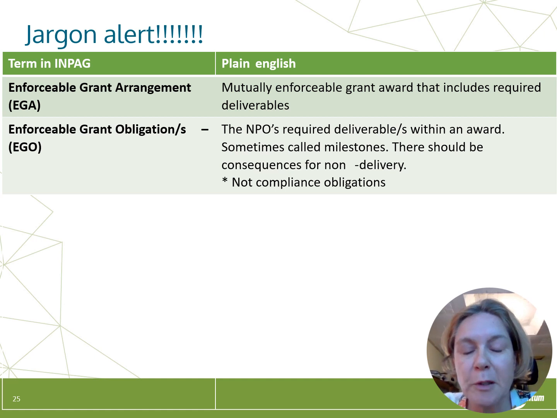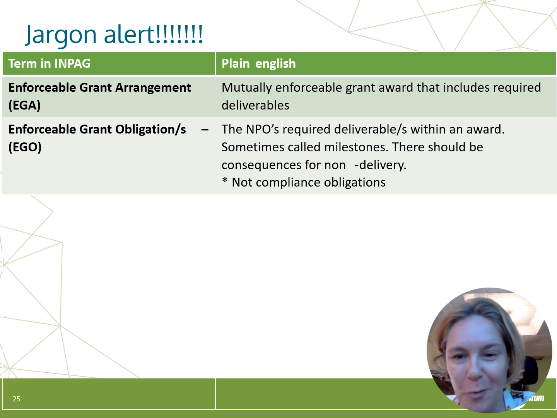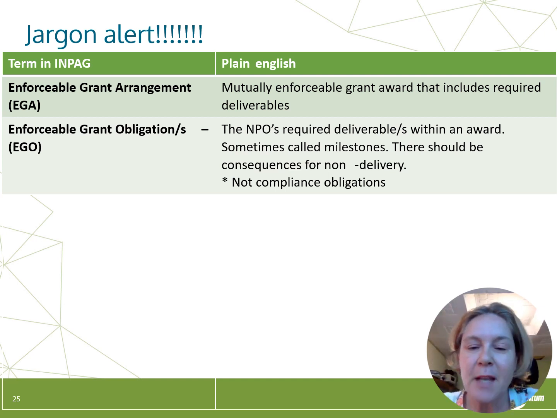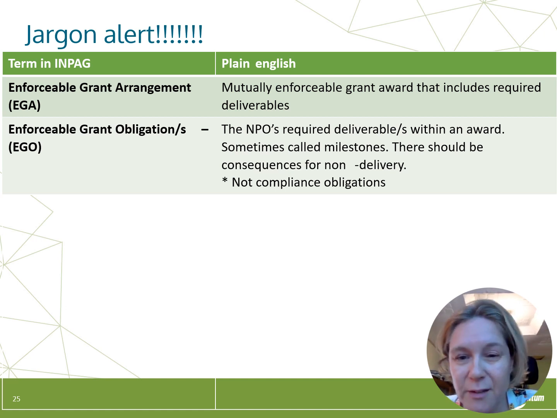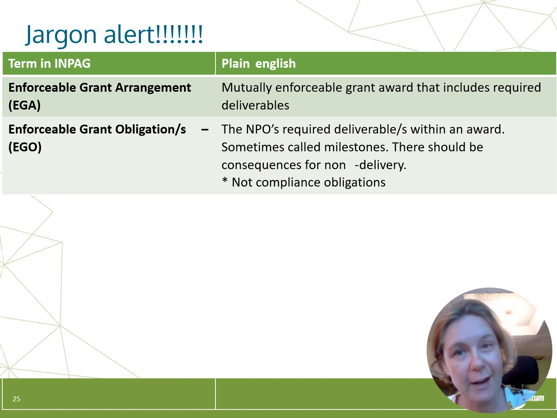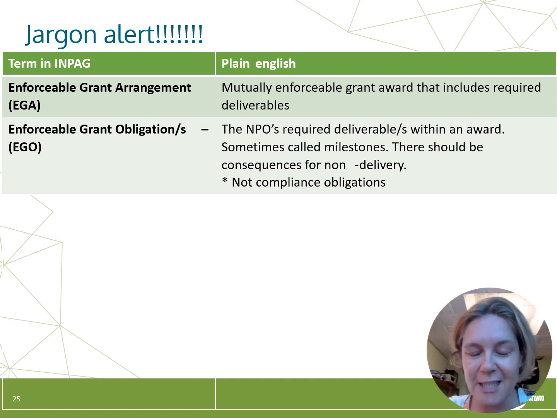Now, these enforceable grant obligations, what we call EGOs, this is effectively the required deliverables within an award. What is the thing that the NPO has to do? They're also sometimes called milestones. And what's crucial, there should be consequences for non-delivery. And if there aren't any consequences, then maybe it shouldn't be an enforceable grant arrangement.